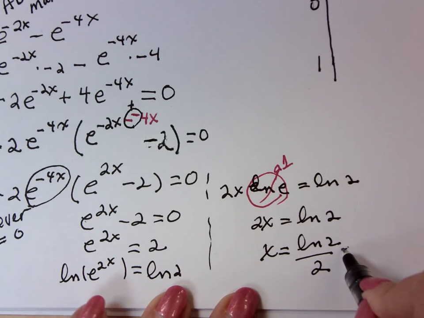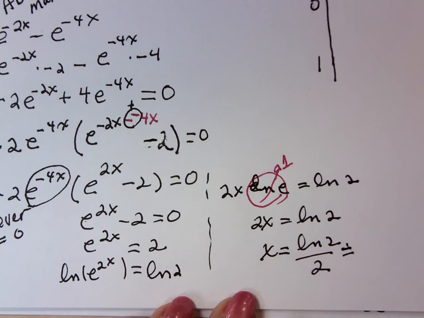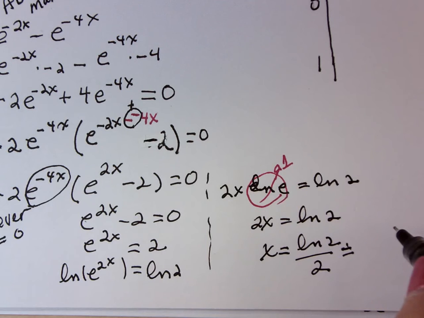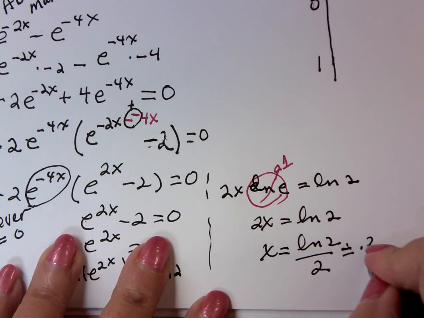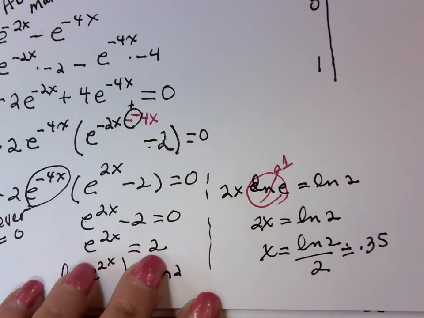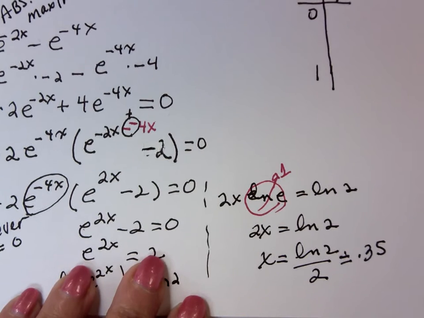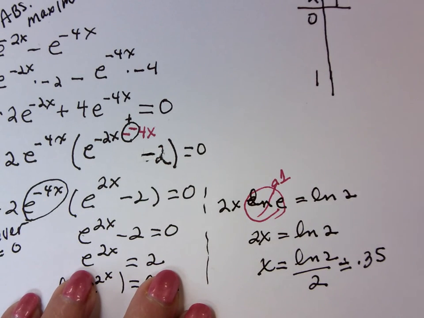And then my question is, I don't know what is a max min, don't care. I care whether or not that x value is in the interval. And the natural log of 2 divided by 2 is approximately 0.35. Is 0.35 between 0 and 1? Yes.